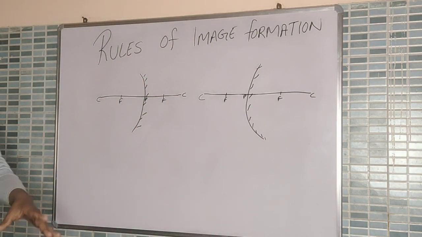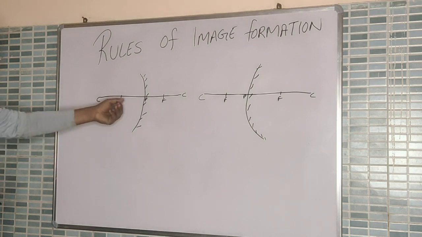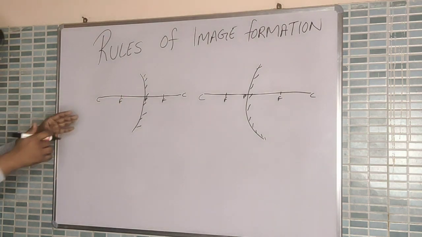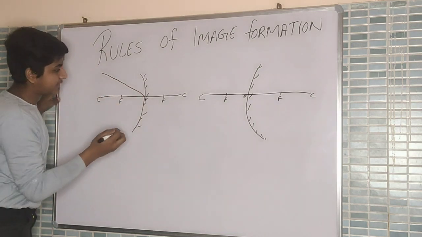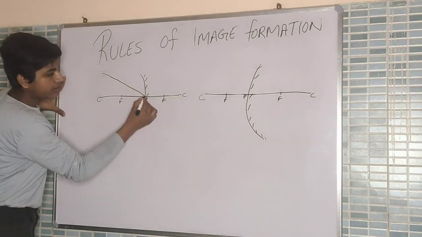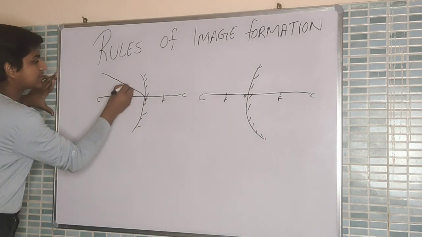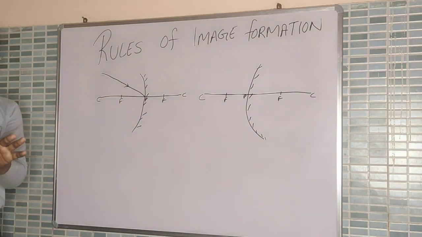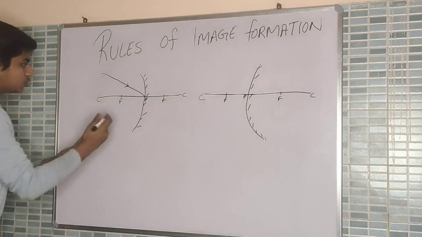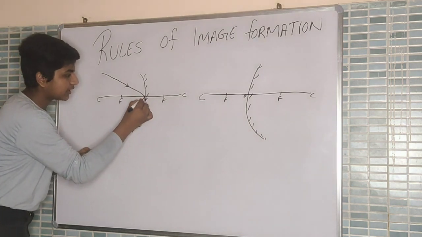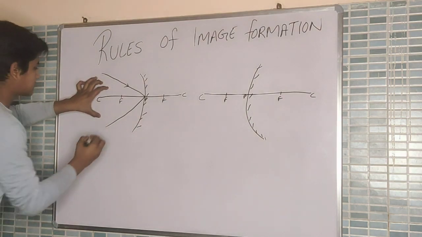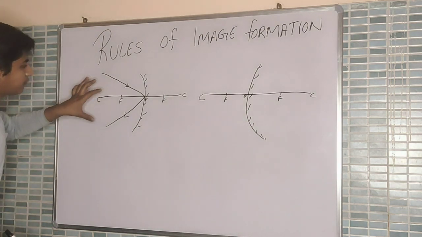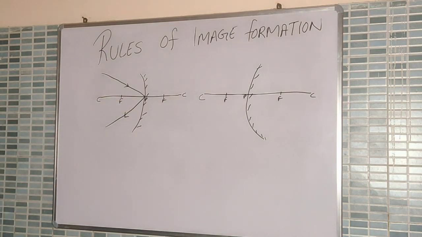So whenever a ray of light is intersecting at the pole, for example, this ray of light is meeting at point P, this incident ray, it will reflect back through P, making an angle of reflection equal to the angle of incidence. This is called the first rule.